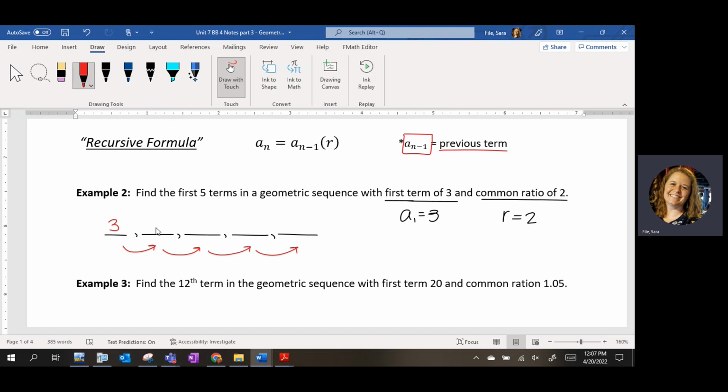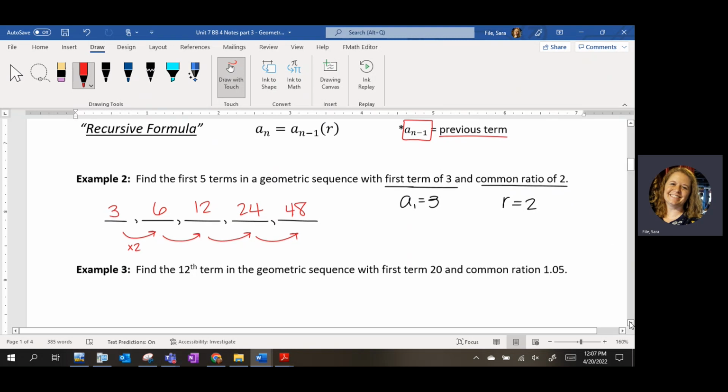So to get the second term, the previous term is 3 times 2. Now I take that term times 2. Does that make sense? So you can use recursive formula to fill in a sequence of numbers in your geometric sequence, as long as you know the first term and what that ratio is.